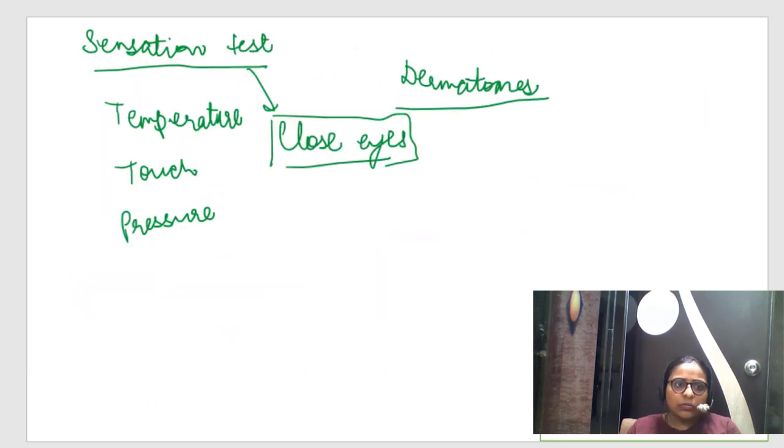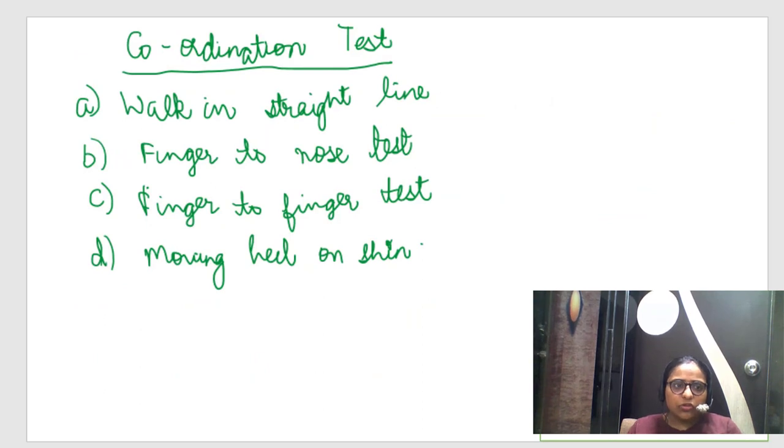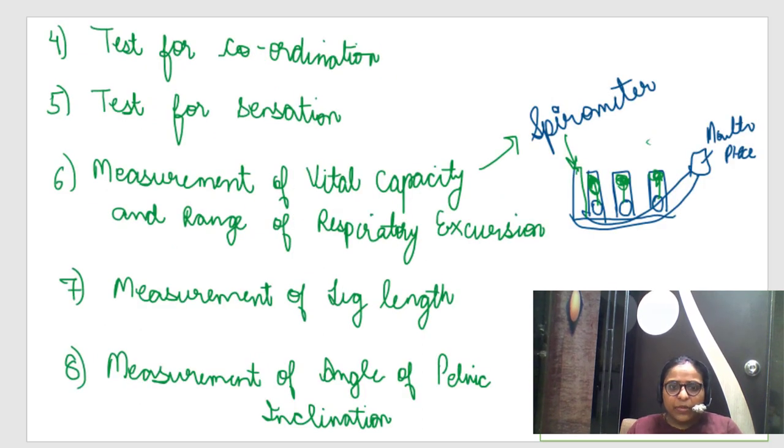And the last test is the pelvic inclination test, the measurement of the angle of pelvic inclination. It tells you how much the pelvis is inclined, whether anteriorly or posteriorly. It is very important to know, because due to this back pain issues come.